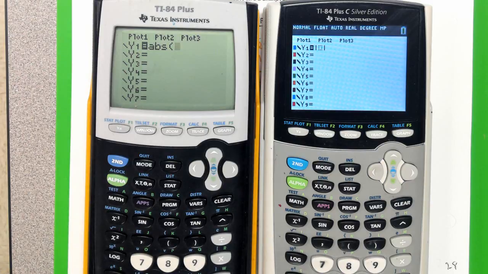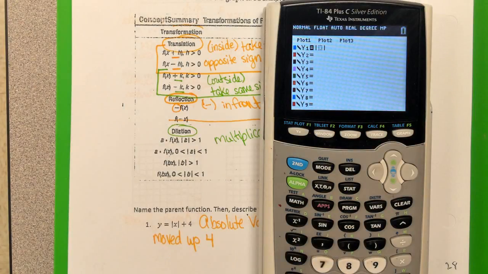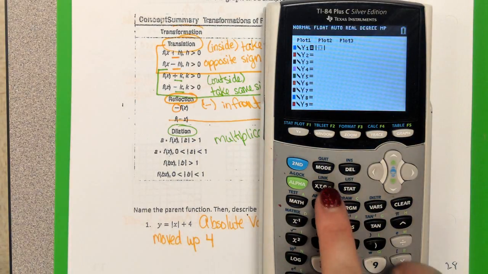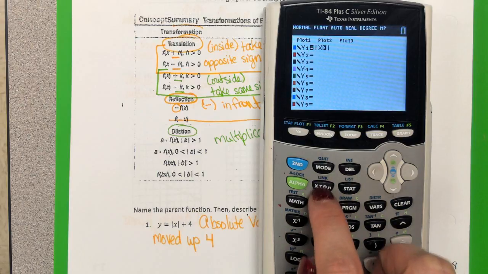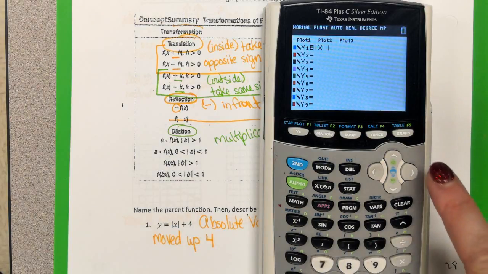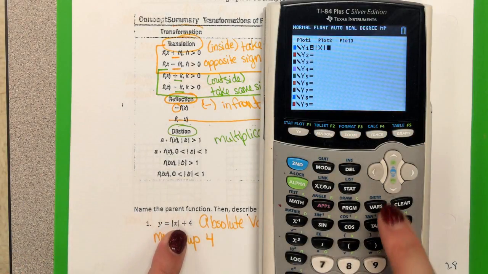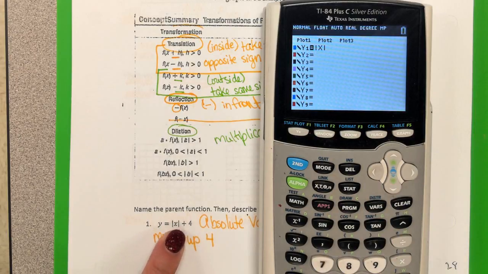All right, so the very first thing that we're going to do is we're going to type in our parent function. Here you go, Danielle. What was our parent function? X. Remember, X was right next to the green button. Now, if you have one like Danielle's, you're going to close your parentheses. If you have one like mine, you're going to hit the right arrow button. You see how it jumped out of the absolute values? All right, but do not hit graph. Because now we need to graph the transformation. What was the transformation? Absolute value of X plus 4.